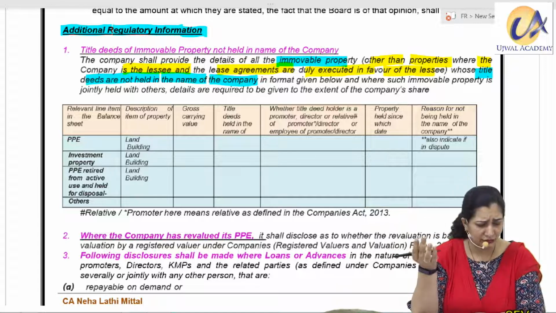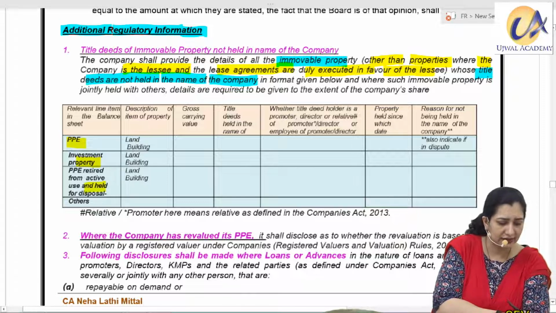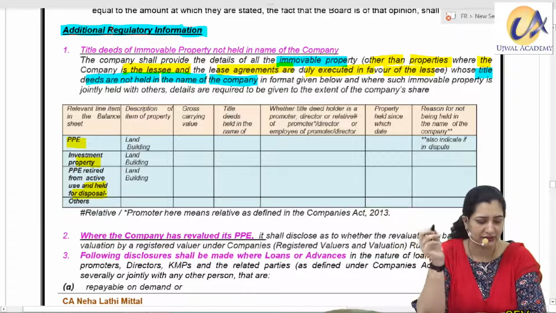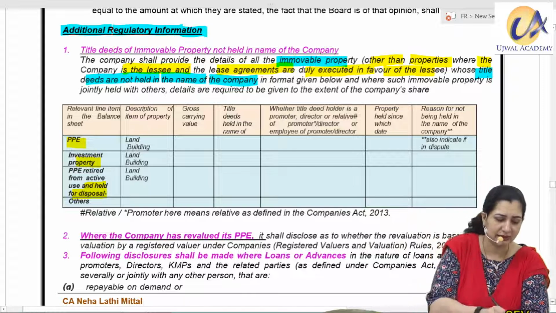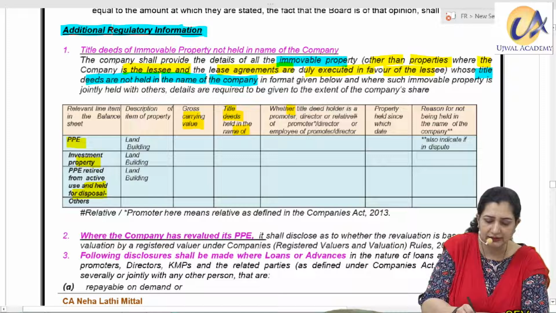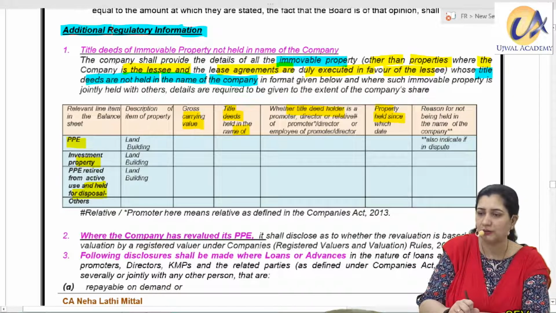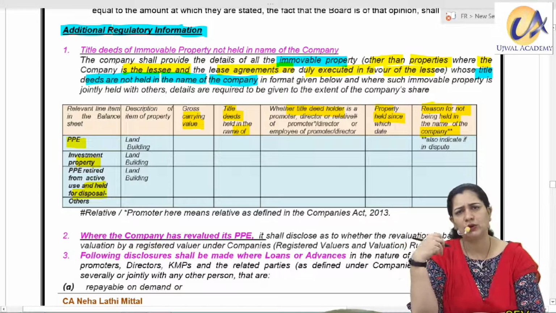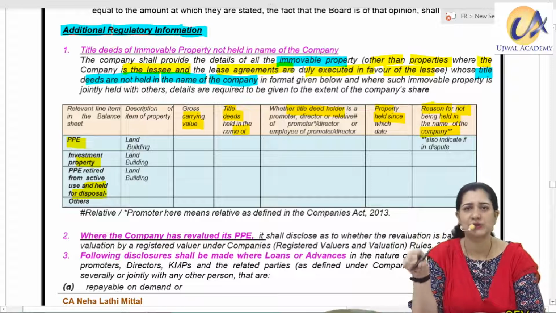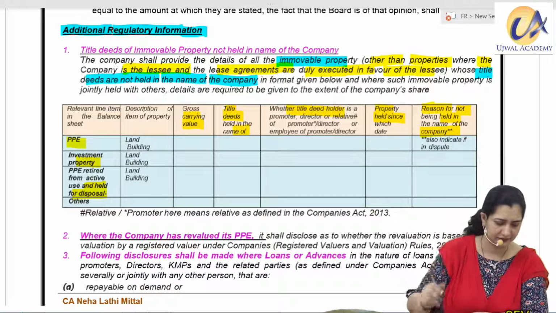Then the format: which are the PPE, investment properties, whether they are held for disposal, held for sale, whatever it is. Give the description of the property, the carrying value, the title deeds and whose name, whether the title deed is in the name of a promoter or some director, since when you're holding the property and the reason why it is not in the name of the company. There could be a dispute, there could be whatever reasons, please give those reasons. So title deeds not held in the name of the company, give that here.